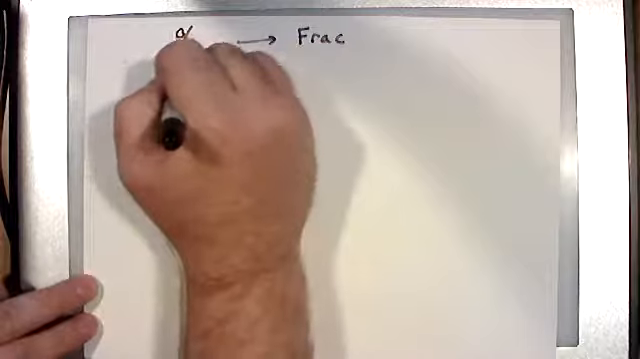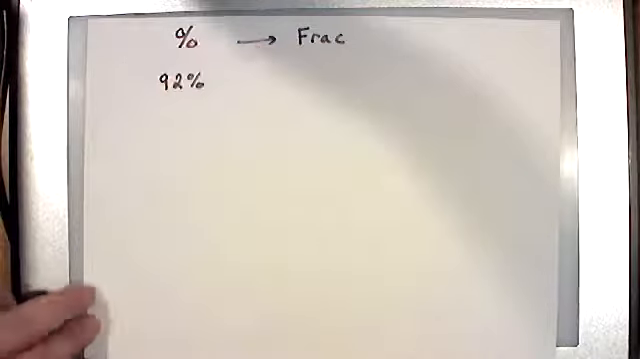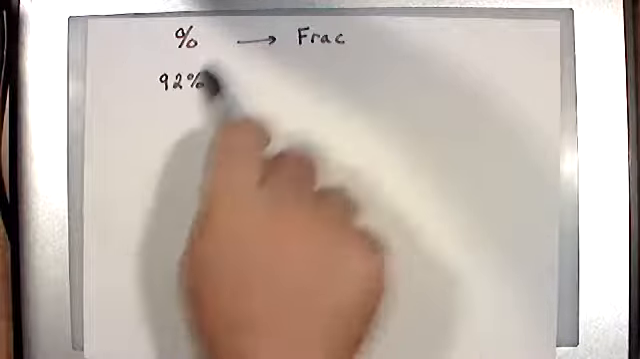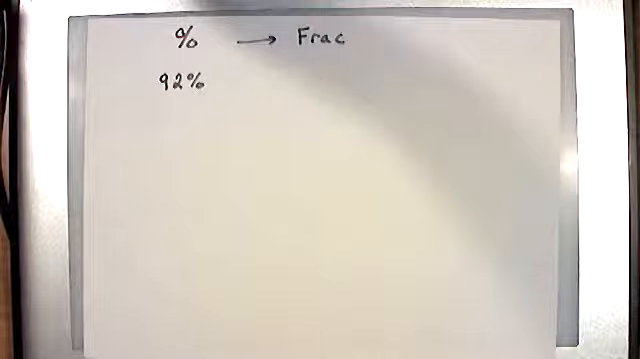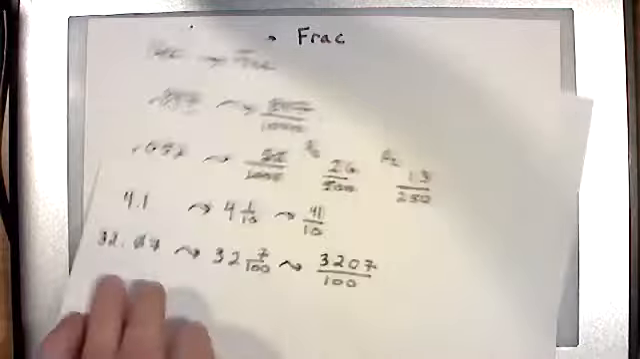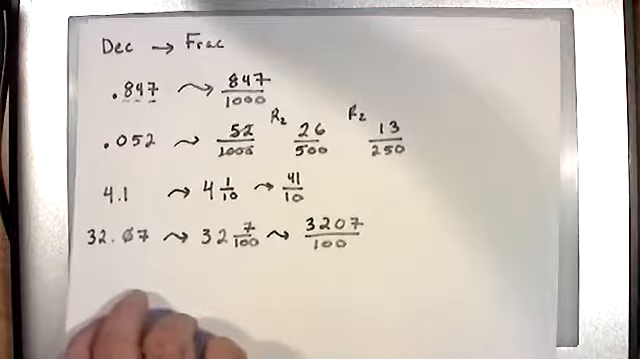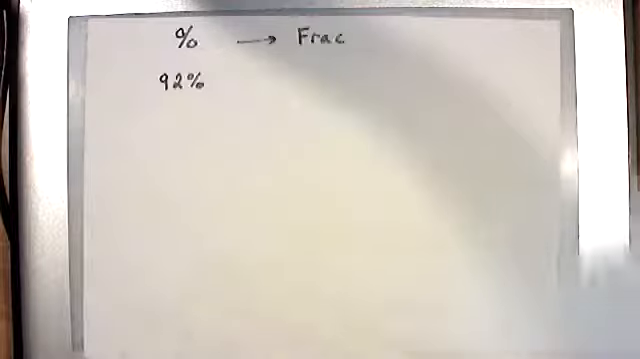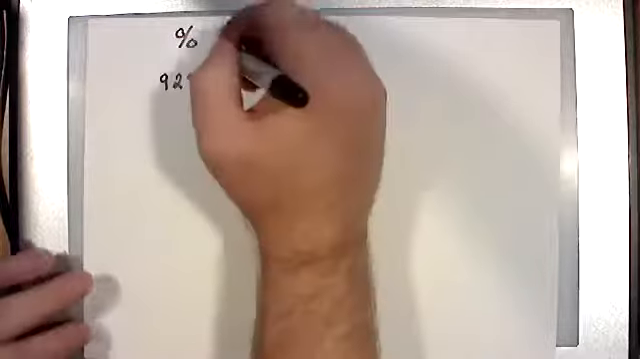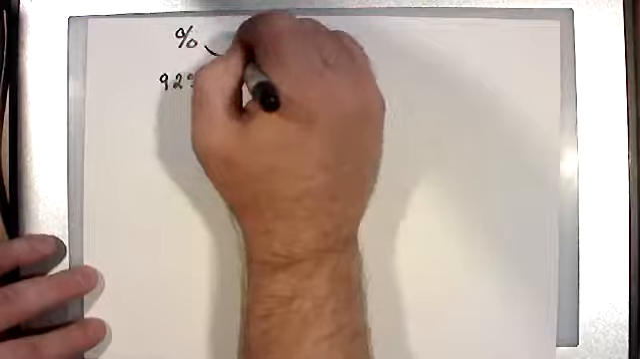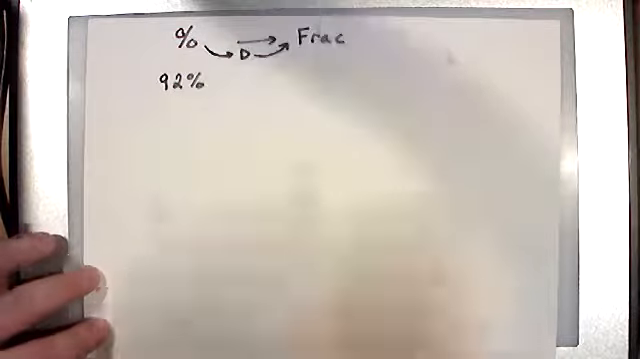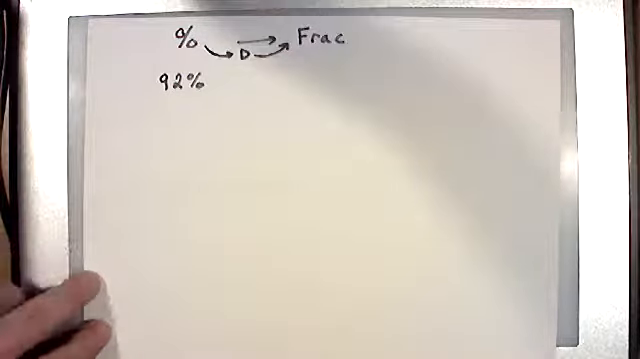Let's say I gave you 92%. Well, I want to turn that into a fraction. And really, at the moment, the only thing that we know how to turn into a fraction is a decimal. I mean, think about it. We just did it, right? Take the decimal, put it over its place value, and that's how you get your fractions. So what a lot of people will do is they'll take a percent, convert it to a decimal, and then convert that to a fraction, rather a three-step procedure, right?